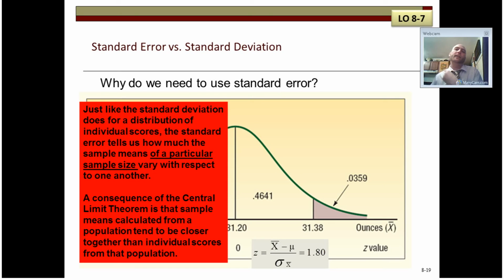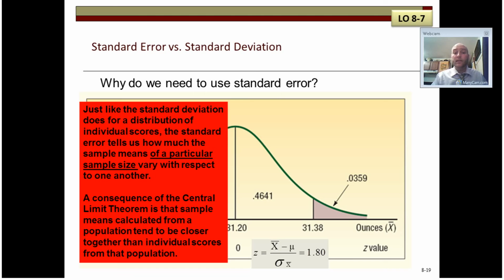I want to ask and answer the question, why do we need standard error? Perhaps we're able to see it from this first example. Just like the standard deviation does for a distribution of individual scores, the standard error tells us how much the sample means of a particular sample size vary with respect to one another. When we looked at this problem, we said we have sample size 16 and we know how much means of sample size 16 should vary. That's our standard error.